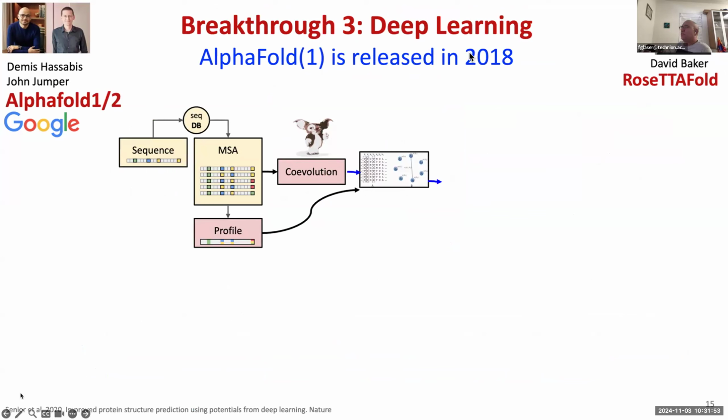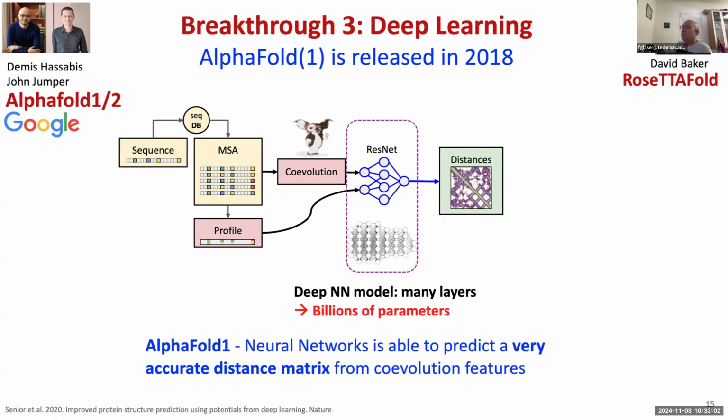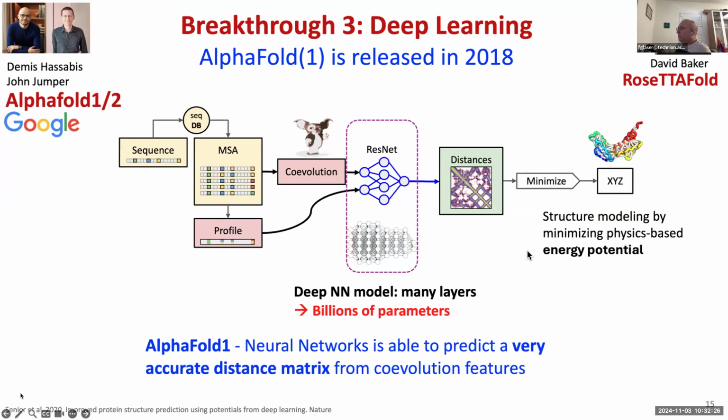So AlphaFold was released in 2018. And the update here is that, instead of using the probabilistic method for extracting coevolutionary information, Jumper and Hassabis implement a ResNet deep neural net model with many, many hidden layers and billions of parameters, basically producing a very, very accurate distance matrix. So this is already a big jump, and the GDT average here is 60 something. It's not perfect, but it's very, very good and much better than before. It's a big, big, big jump in accuracy.